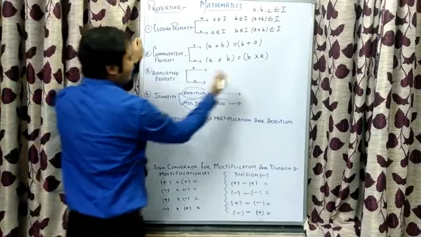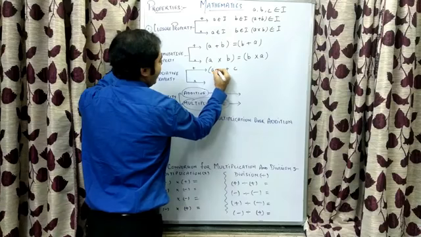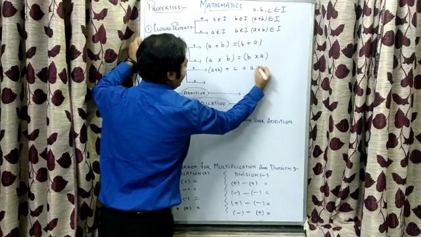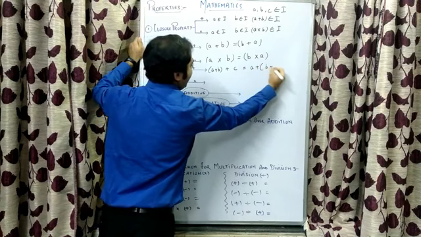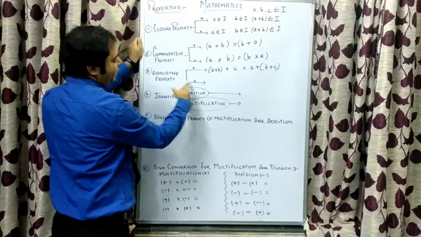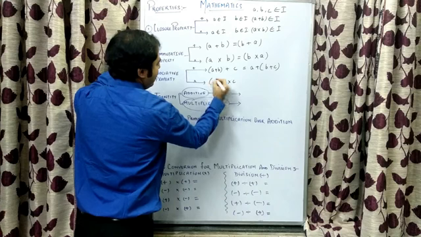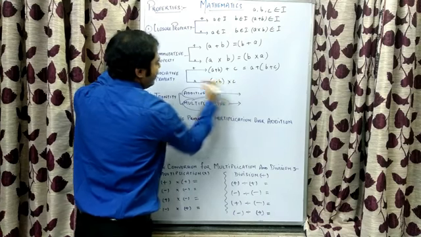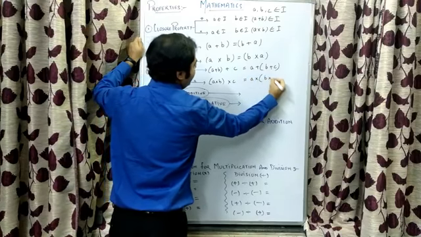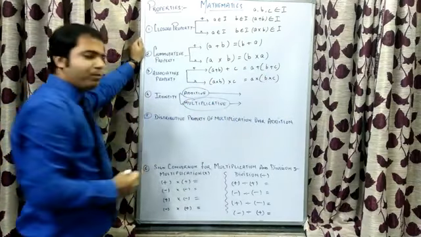Associative property. Associative property of addition: suppose we are adding c to the sum of a and b, it will be similar to adding a to the sum of b and c. In the same way, associative property of multiplication says that if we are multiplying c with the product of a and b, it will be similar to multiplying a with the product of b and c.